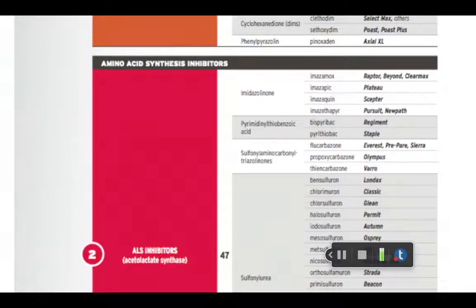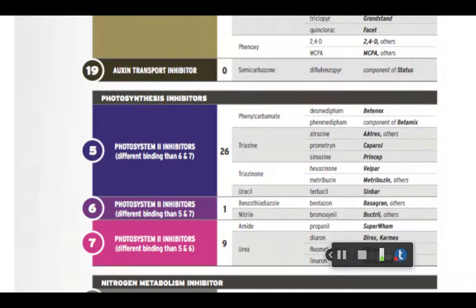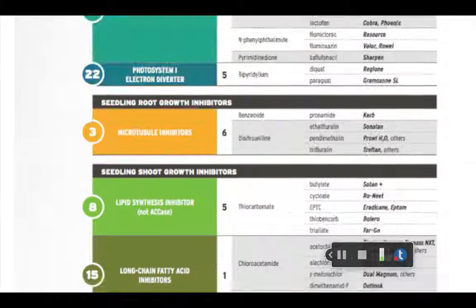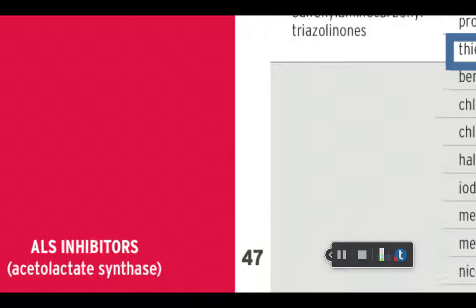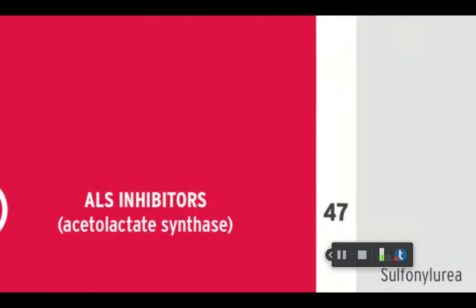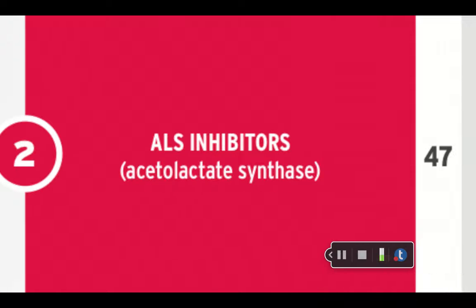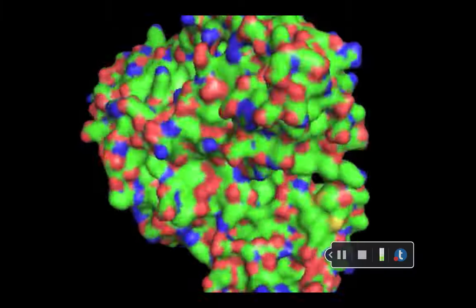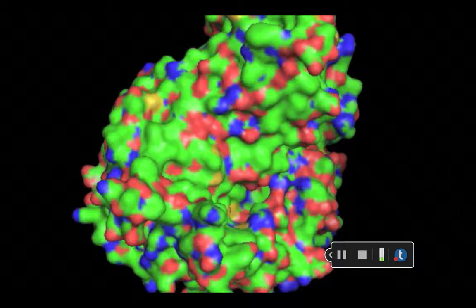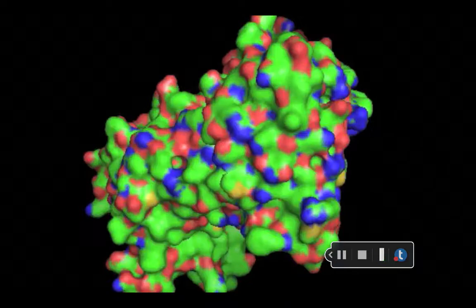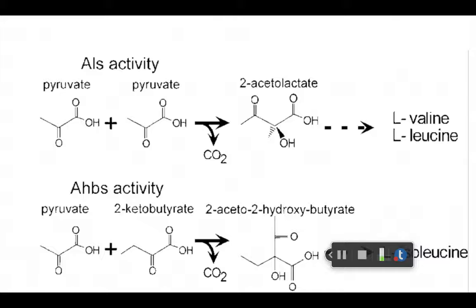All herbicides are categorized into groups based on their mode and site of action in killing a weed at the molecular level. Thiencarbazone is a group 2 herbicide, which is a group that attacks the acetolactate synthase enzyme. The acetolactate synthase enzyme is the first step in the synthesizing of branched-chain amino acids. The ALS enzyme uses two molecules of pyruvate to create the acetolactate molecule and carbon dioxide.